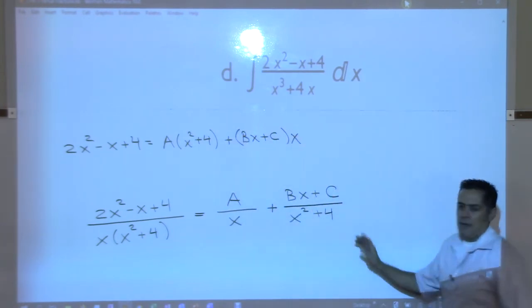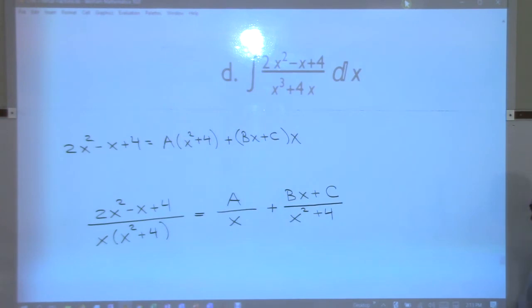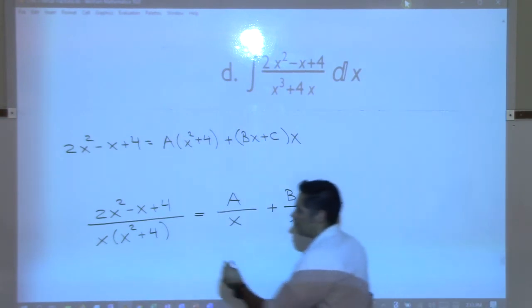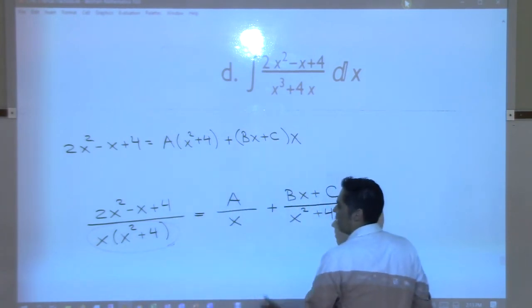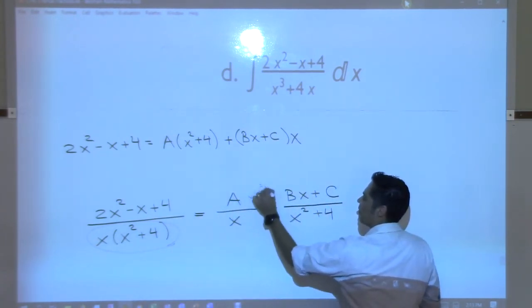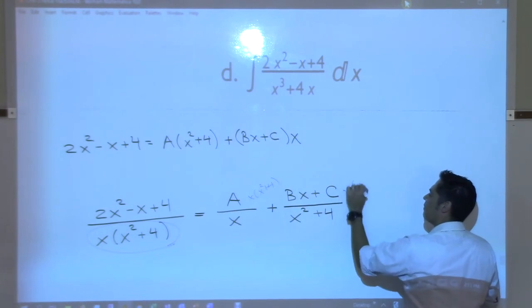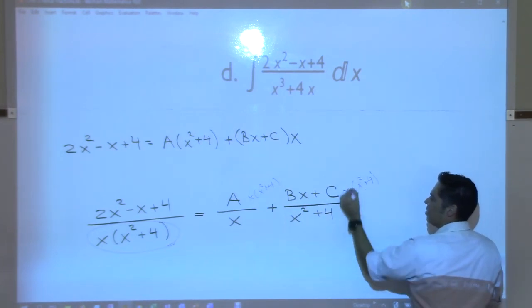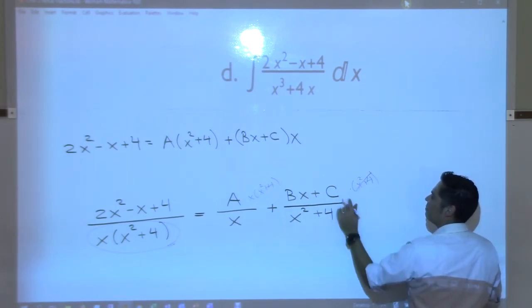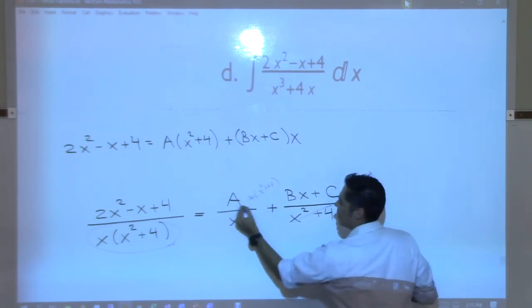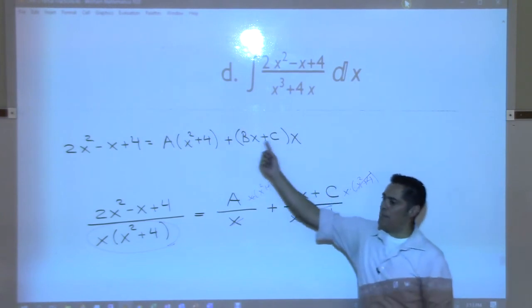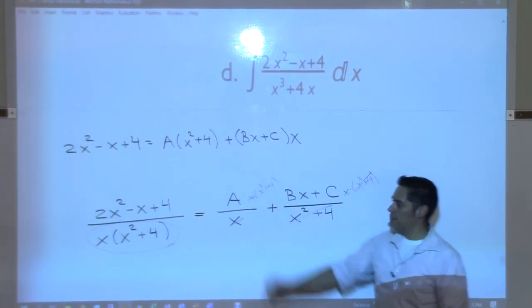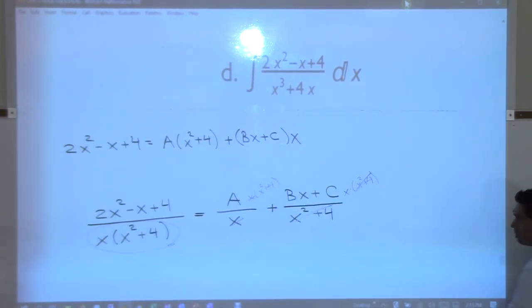Yes. Make sure you understand this step, everyone. You're multiplying both sides of the equation by this, so it goes away on the left, and then we put it here, and we put it here. The x squared plus 4's go away here, and then here the x's go away. But because you're going to multiply x times that whole thing, you have to have that Bx plus C in parentheses. Good job, G.